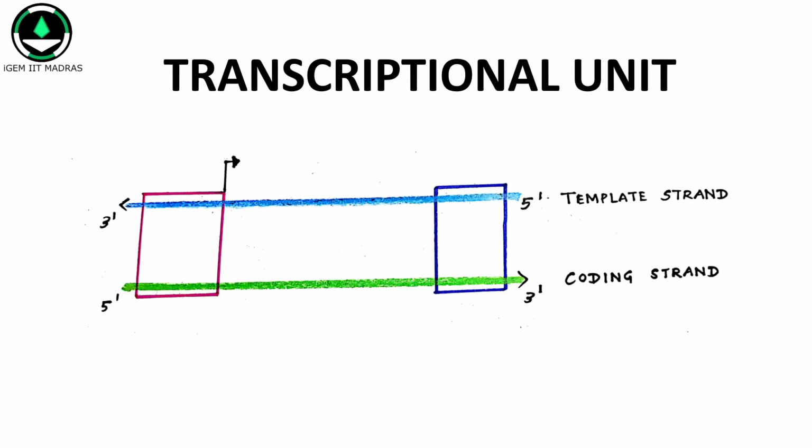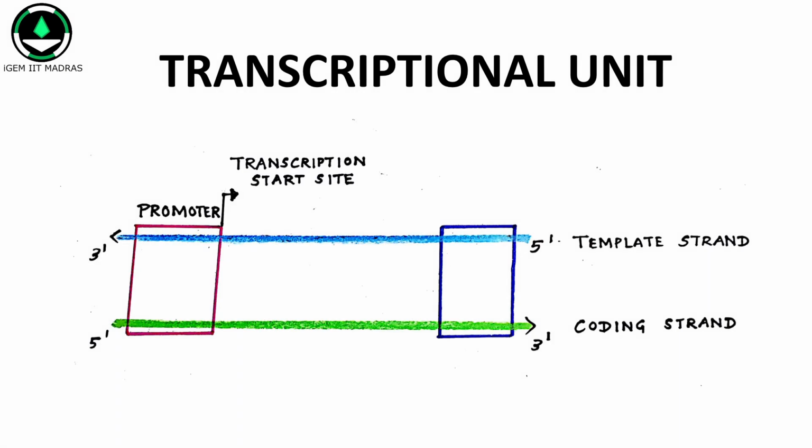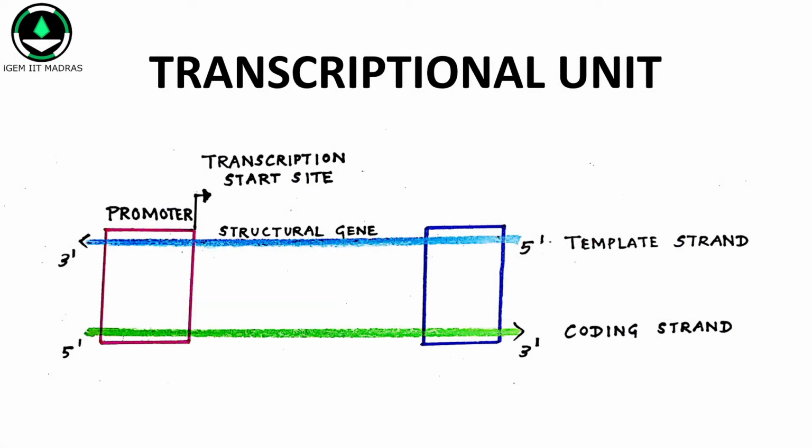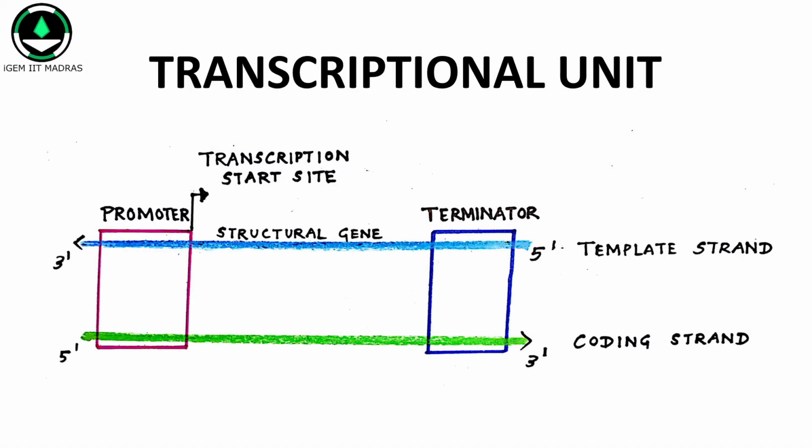Each segment of DNA that forms an RNA molecule is called a transcriptional unit, which is defined primarily by three markings: a promoter or the start signal, the structural gene or the part that is actually copied, and a terminator or the stop signal.